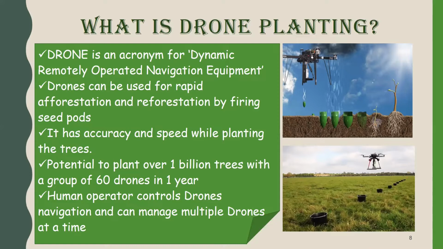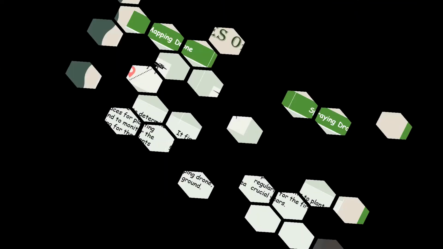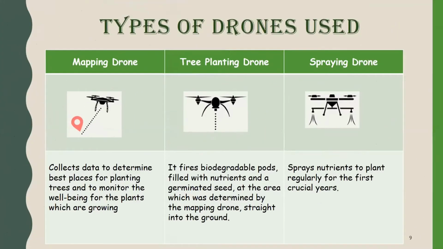Drone planting is useful, and it has the potential to plant over 1 billion trees with a group of 60 drones in 1 year. So about 60 drones can plant over 1 billion trees within a year. A human operator controls drone navigation and can manage multiple drones at a time. So only one human operator can control multiple drones at a time, which is very useful. There are three main types of drones. One of them is mapping drone, the second one is tree planting drone, and the last one is spraying drone.